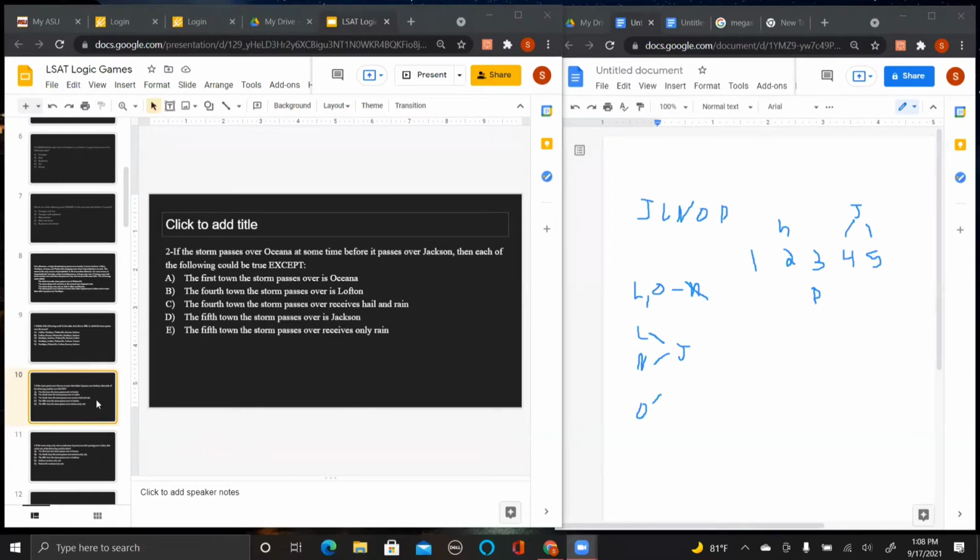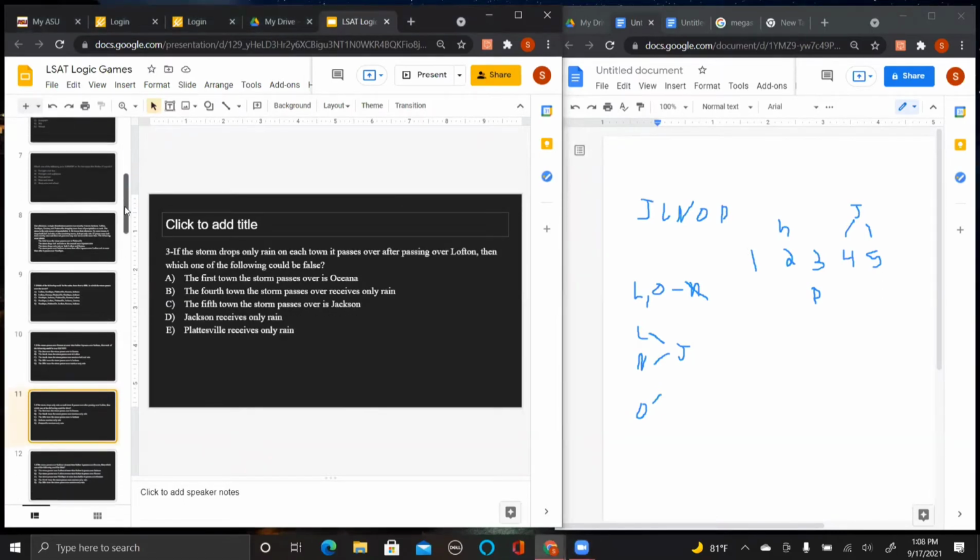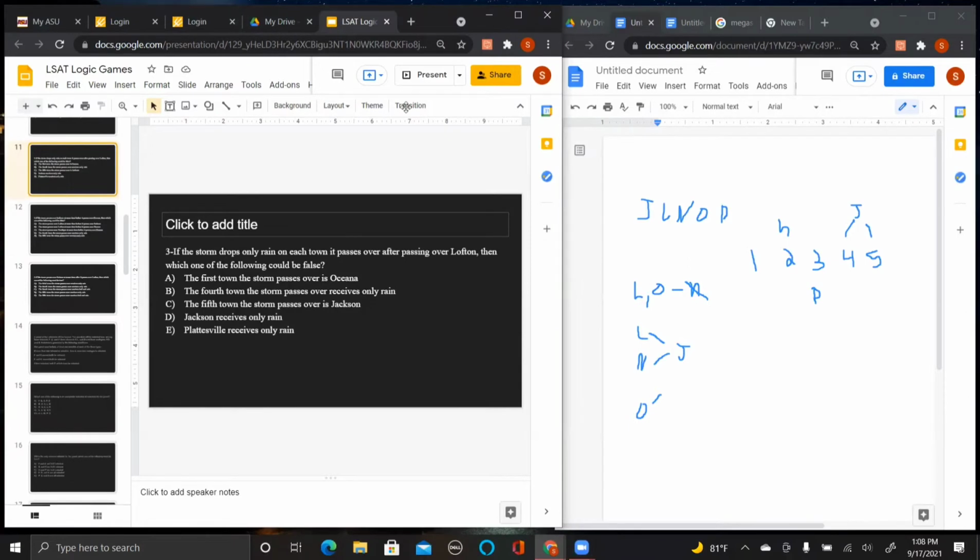And then that brings us to question number 3. Just scroll this down here. All right, if the storm drops only rain on every town it passes over after passing over Lofton. Oh, wait, I forgot to erase though. That wasn't one of our original rules. That's what I added on the show. All right, if the storm drops only rain on each town it passes over after Lofton, then which of the following could be false? All right, so if it's nothing after Lofton gets hail, right?